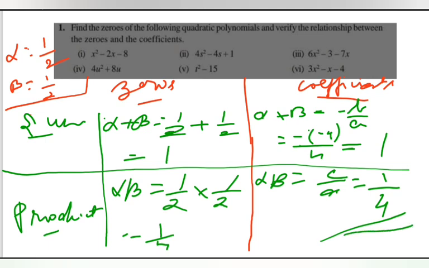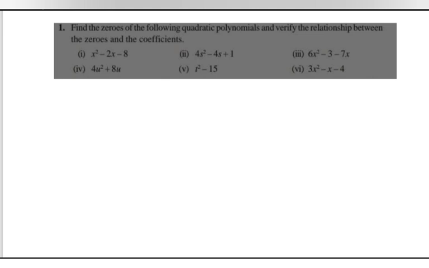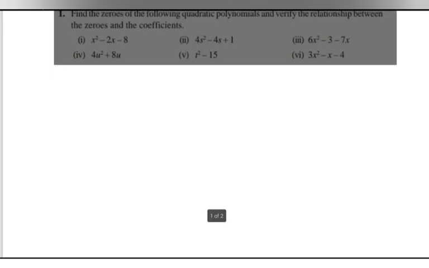Hence proved. Let's check the third sum, the third subdivision, 6x square minus 3x. For this sum, most of the people will be confused. How to do the sum?